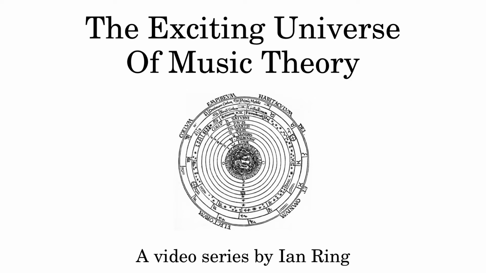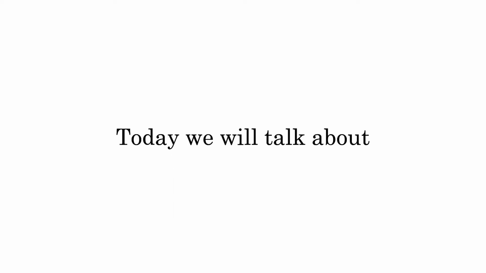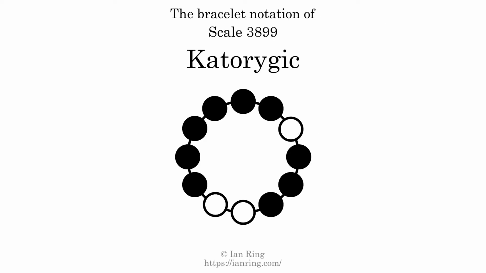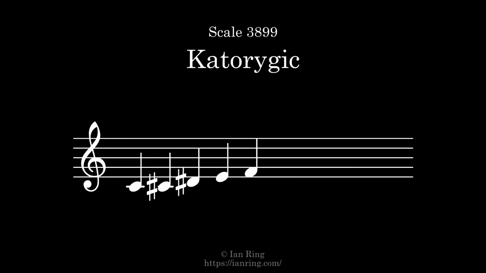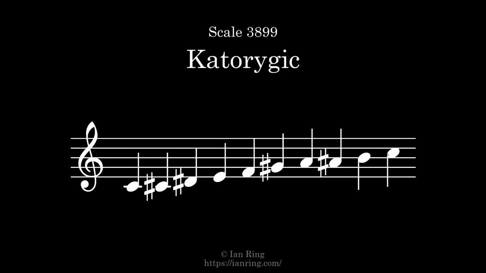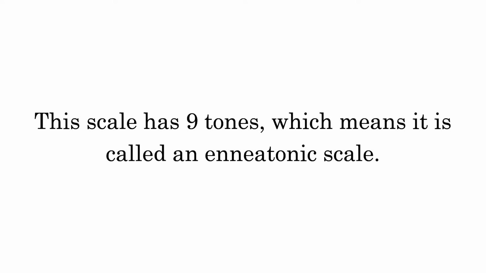Then let's begin. Today we will talk about Scale 3899, Katorygic, which sounds like this. This scale has 9 tones, which means it is called an enneatonic scale.